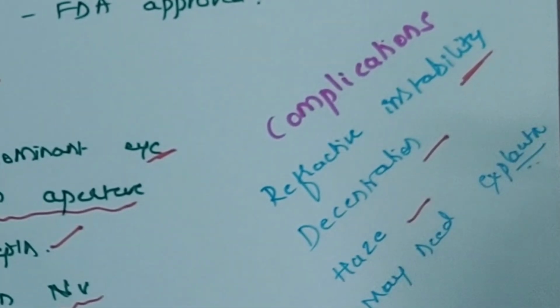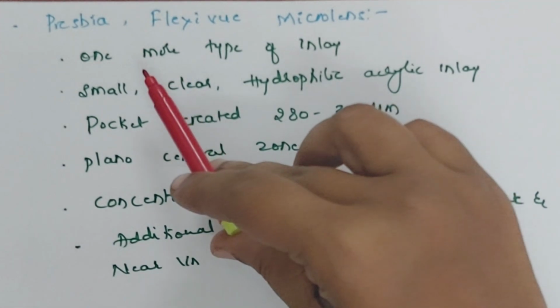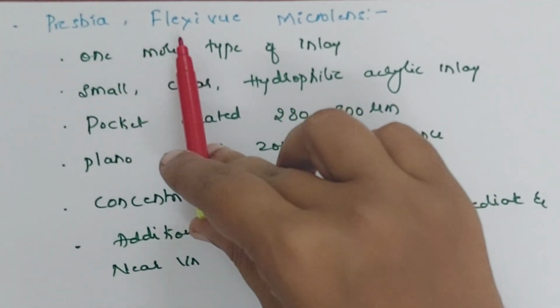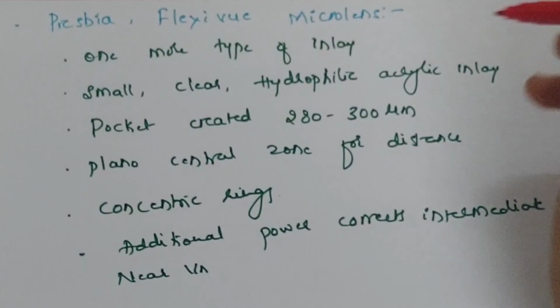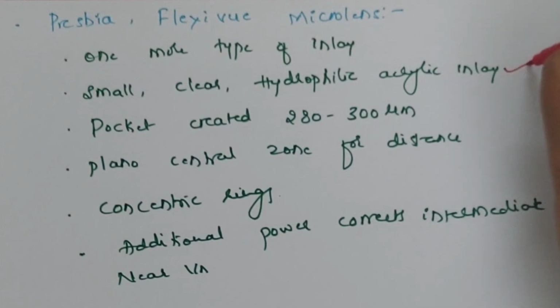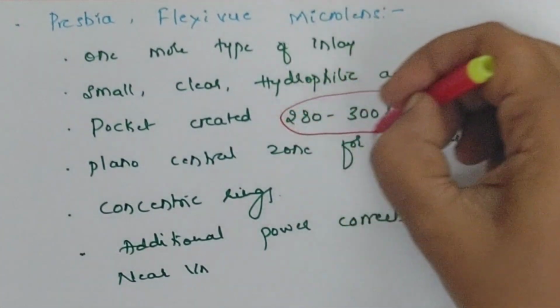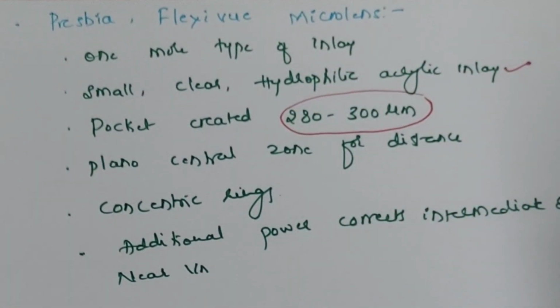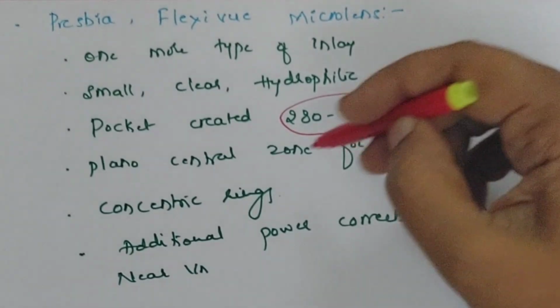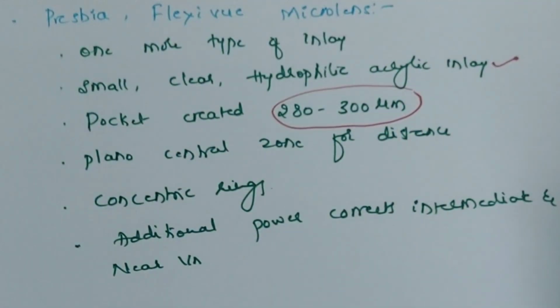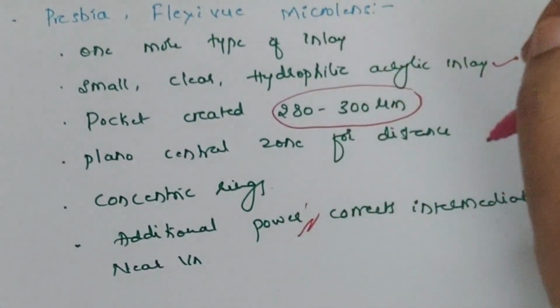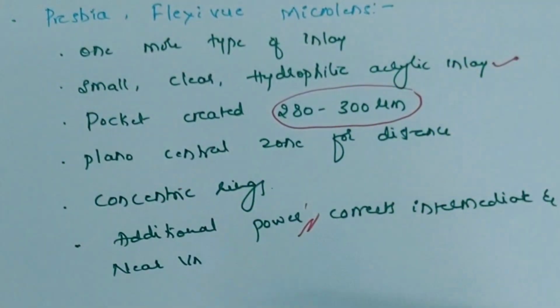But the complications of this alloplastic corneal inlays are the instability with refraction, there can be decentration, corneal haze, and may need explantation sometimes. And one more type in the alloplastic corneal inlays are Presbylens or the Flexivue microlens. It is a small clear hydrophilic acrylic inlay. A pocket is created at the depth of 280 to 300 micrometers. Plano central zone for the distance, and the concentric rings will be there, and it gives additional power, therefore corrects both the intermediate as well as the near vision. This is about the corneal inlays in brief.